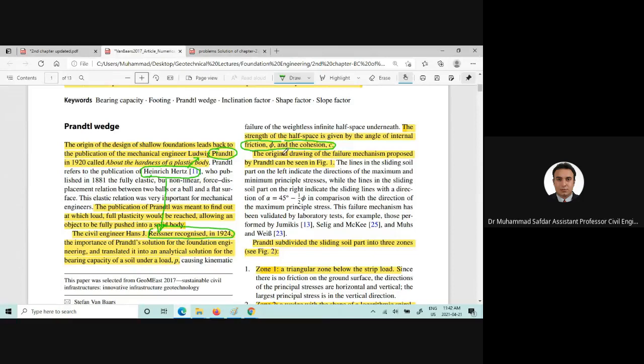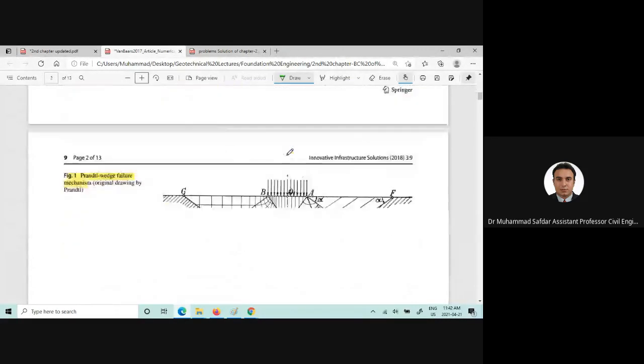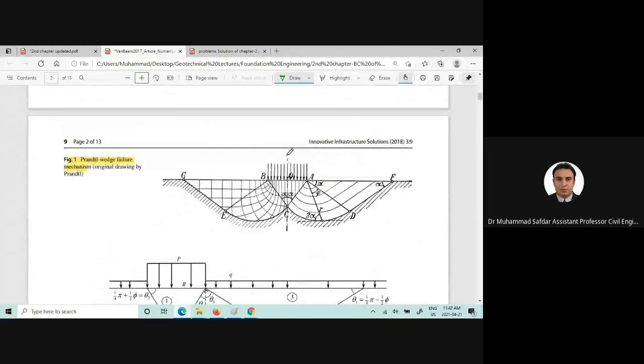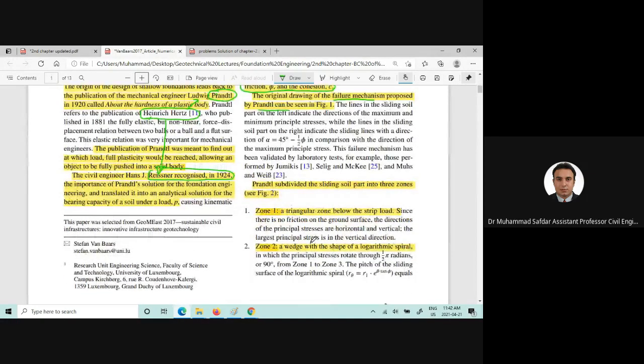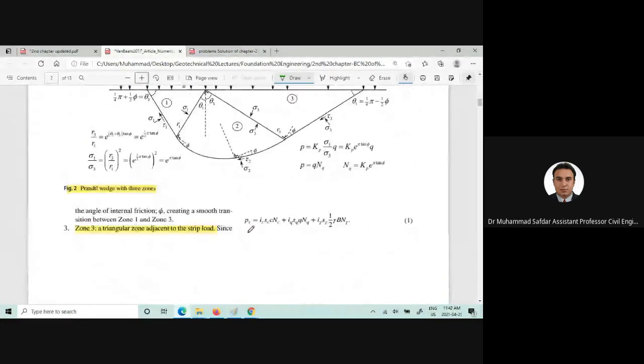Anyways, this is the way which is followed, and the shear strength of the soil using the friction angle and cohesion were compared. Now, the drawing of the failure mechanism proposed by Prandtl can be seen in figure 1 here. So this was the Prandtl wedge failure mechanism, where you can see the elastic zone, the radial shear zone, and the passive or Rankine passive zone. Three zones are presented: zone 1, zone 2, and zone 3.